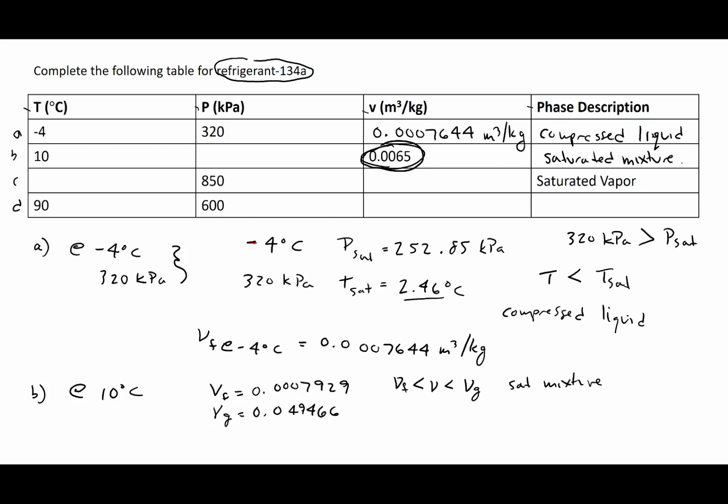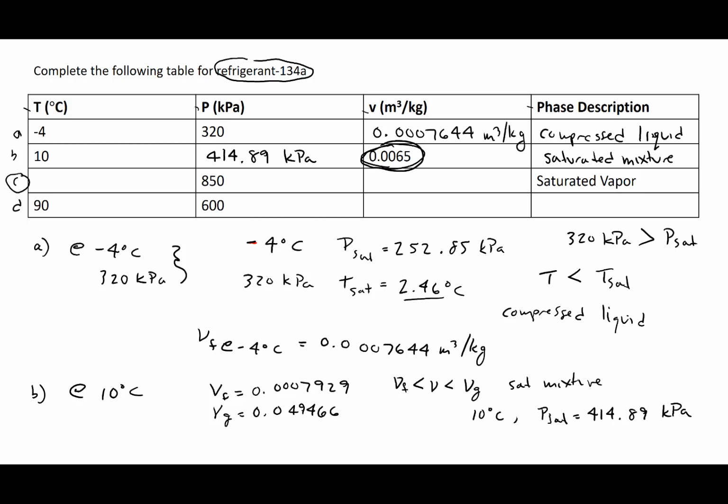So this means that we have a mixture of liquid and vapor. And since we have a saturated mixture, our pressure is P sat at the temperature given. Remember, we looked that up on the table. At 10 degrees C, P sat is equal to 414.89 kilopascals. Let's write that here.